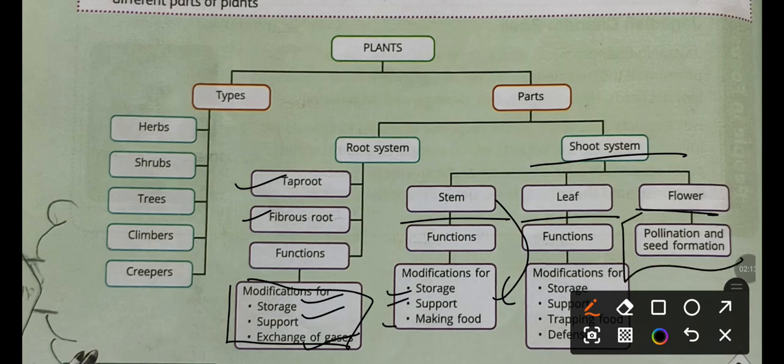And flowers are not actually modified, they are made for one work, which is pollination and seed formation. Their work is to pollinate from flower to flower and expand the plant to a very large quantity. Now the leaves modification would also be like storage and support and trapping food and defense. All of these are the types, and about the system like root system and shoot system and their kinds.